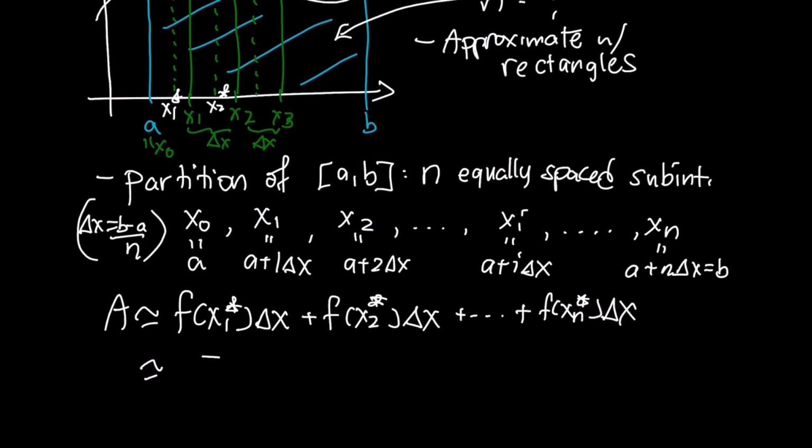Now this can be written in sigma notation or summation notation, and here we've got some f of xi star times delta x. Now this type of expression here is called a Riemann sum.